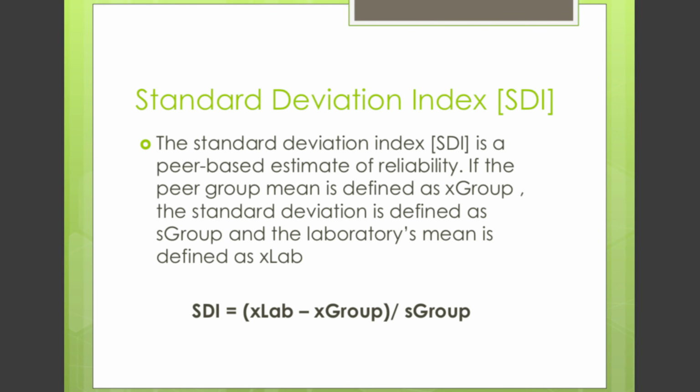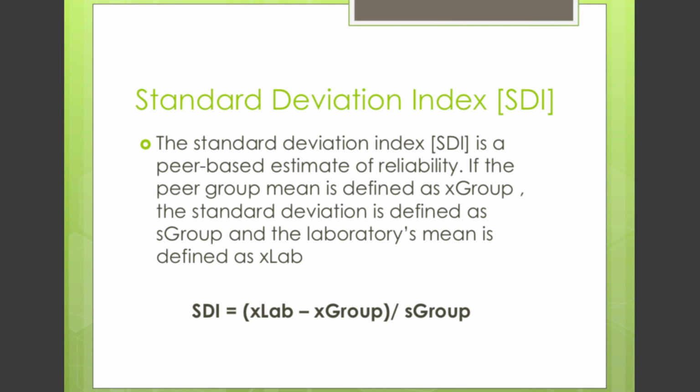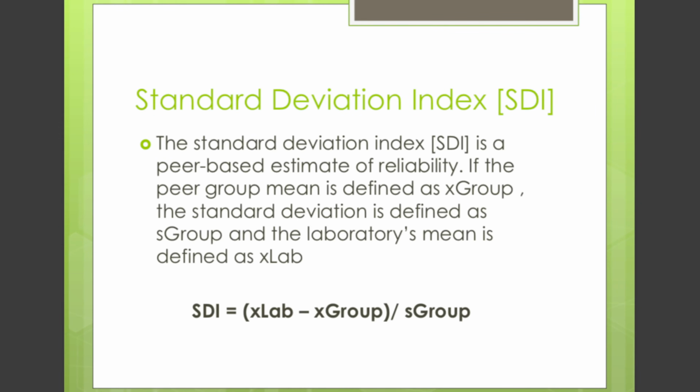Another statistical measure is the standard deviation index. The standard deviation index is a peer-based estimate of reliability. If the peer group mean is defined as X group, the standard deviation is defined as S group, and the laboratory mean is defined as X lab, then the standard deviation index is equal to X lab minus X group, divided by S group.